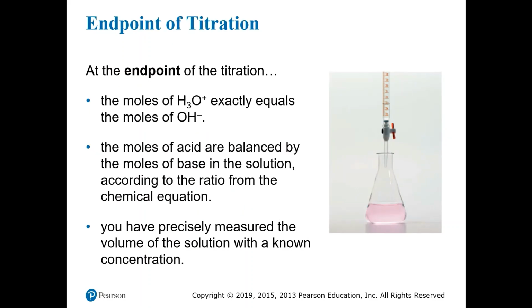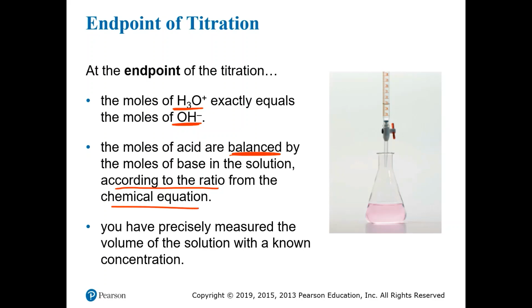The endpoint for an acid-base titration occurs when the moles of hydronium exactly balance the moles of hydroxide. Now, you may have seen this in some sources or videos as the moles of acid being exactly equal to the moles of base, but this isn't actually true. It really depends on the mole coefficients in the chemical equation. So the moles of acid are balanced by the moles of base according to the ratio from the chemical equation.